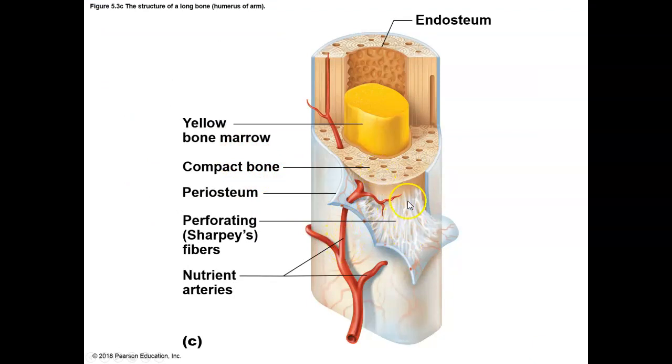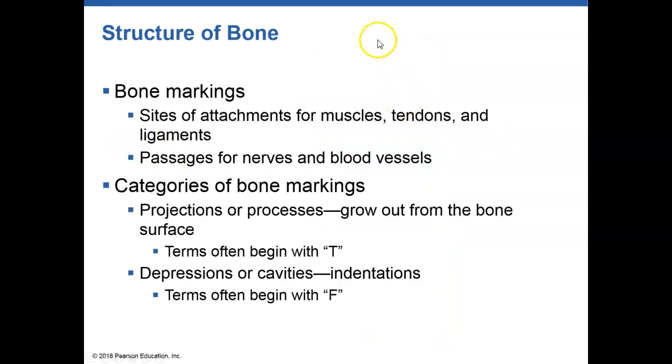And here you can see, this is just a closer up picture, but you can see those Sharpey's fibers holding the periosteum to the actual compact bone. So we have all these bones, and bones have specific markings that help us to identify the different bones. I'm going to stop on this slide, and I'll start with this slide in our next video, okay?